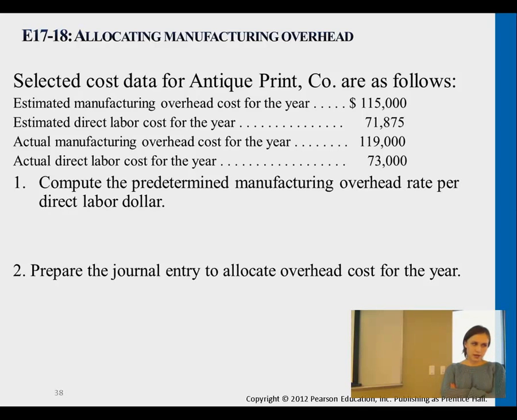So I'm going to take my estimated manufacturing overhead cost, and I'll divide it by estimated direct labor cost. What am I going to find? It's a predetermined manufacturing overhead rate. So it's going to be 115,000 over 71,875. How many percent is that?